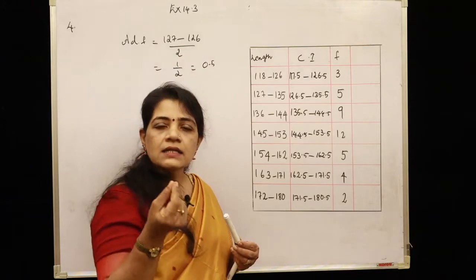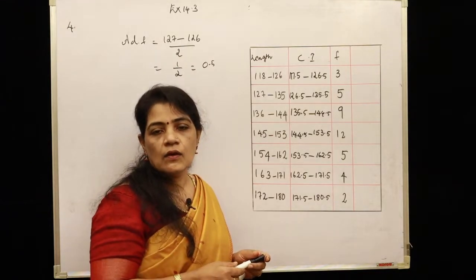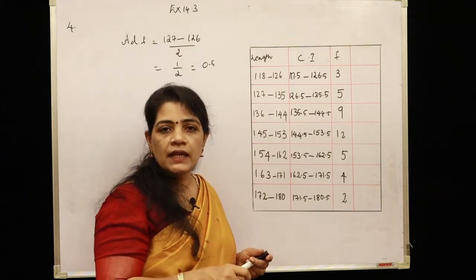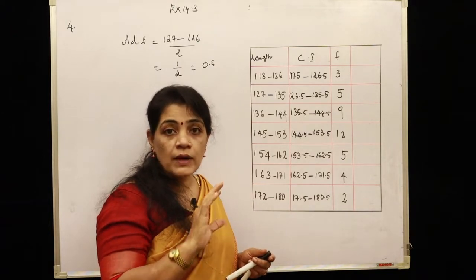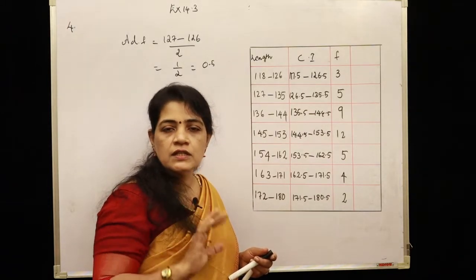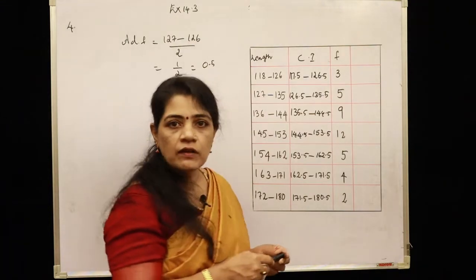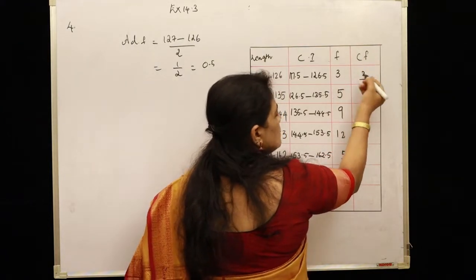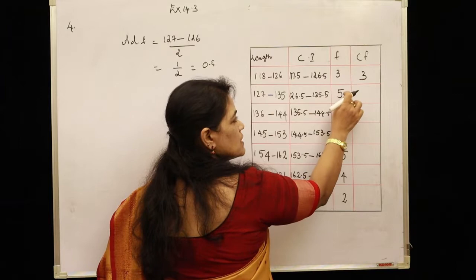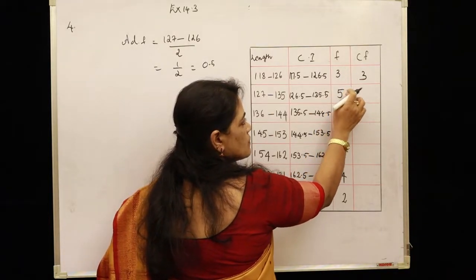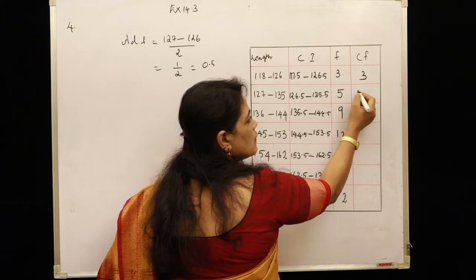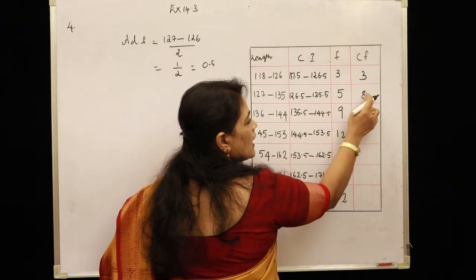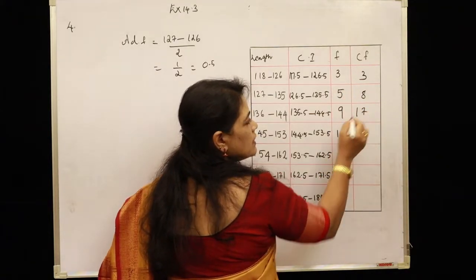Since we are finding the median, we have to find the cumulative frequency. Only for the median we are finding the cumulative frequency. For arithmetic mean and mode, the cumulative frequency is not needed. So the cumulative frequency of the first class interval is the frequency itself, that is 3, and 3 plus the frequency of the second class interval gives you the CF of the second class interval, that is 8. 5 plus 3. And if you add, this will be 17.